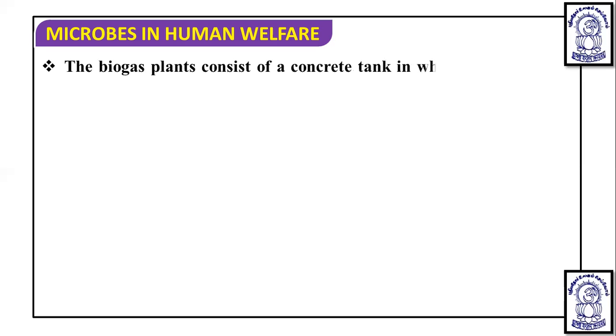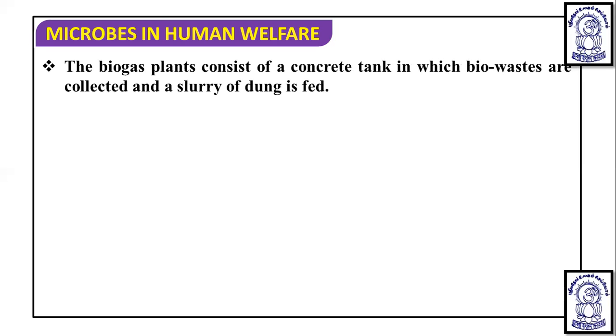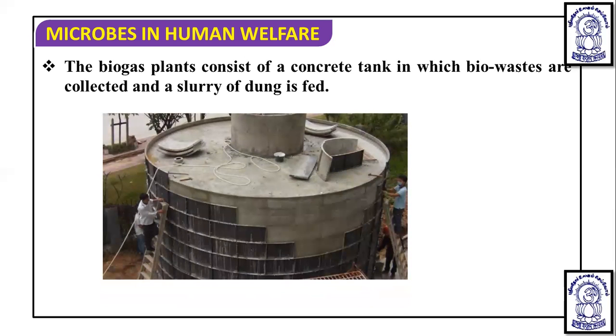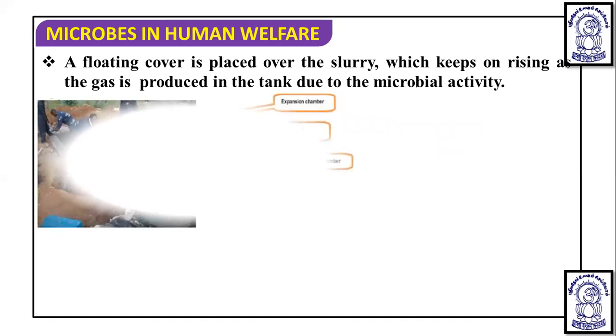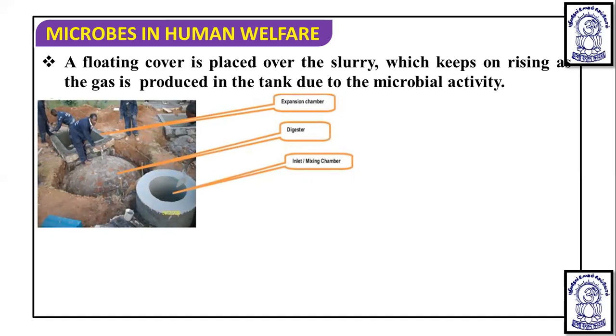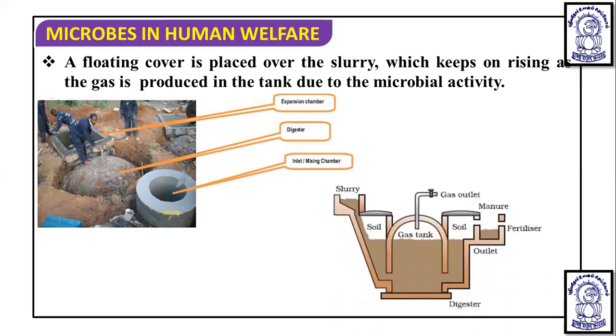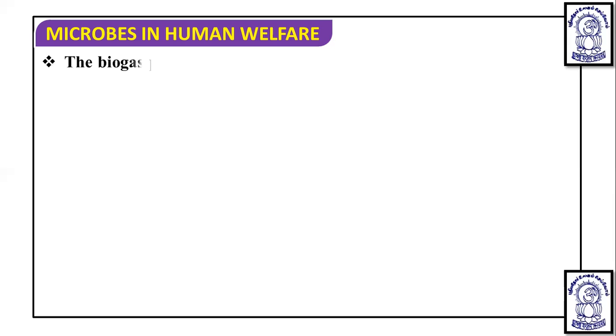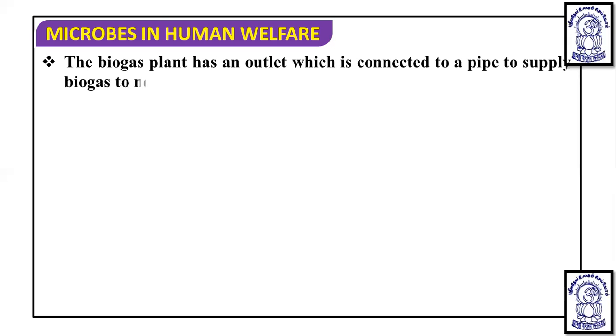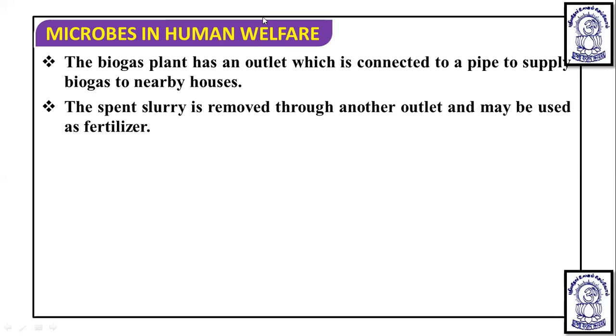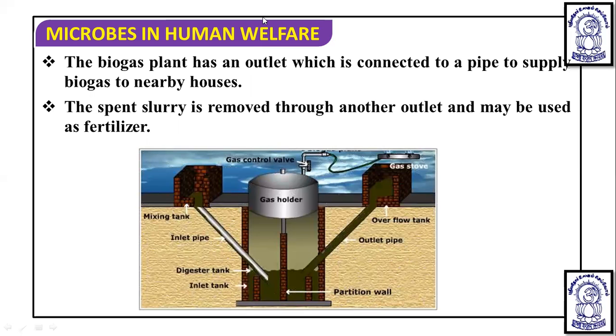So the biogas plant consists of a concrete tank, we have studied, in which biowastes are collected and slurry is fed to the tank. See, this is the concrete tank. A floating cover is placed over the slurry, which keeps on rising as the gas is produced in the tank due to the microbial activity. And you can see how it looks, we have studied already. The biogas plant has an outlet which is connected to a pipe that supplies biogas to the nearby houses. The spent slurry is removed through another outlet and may be used as a fertilizer. Okay, so this is how it looks, which we have drawn already.